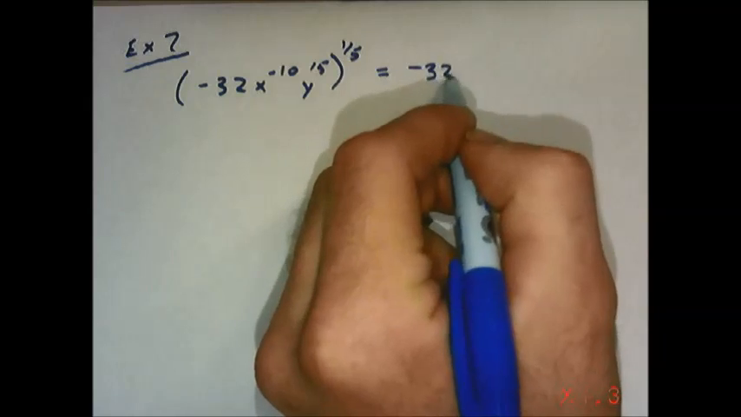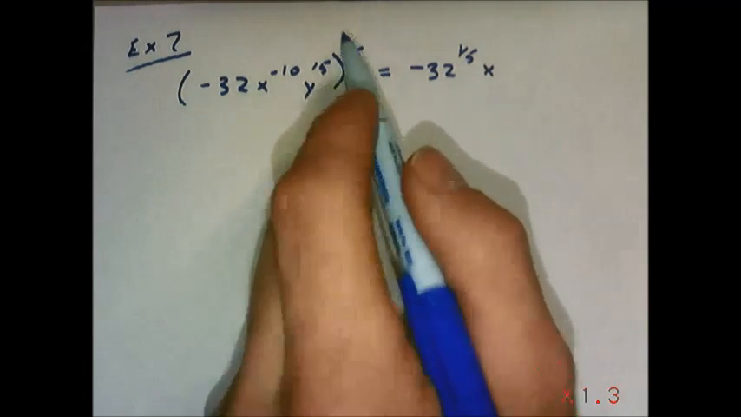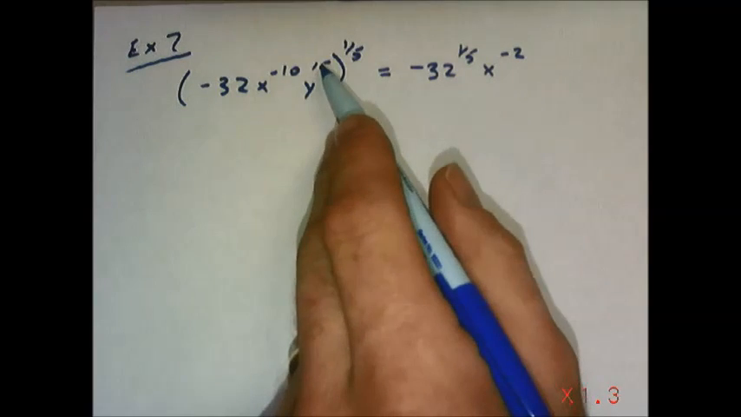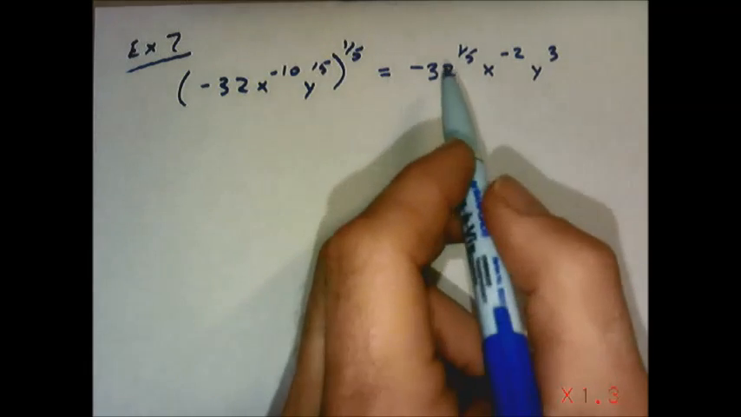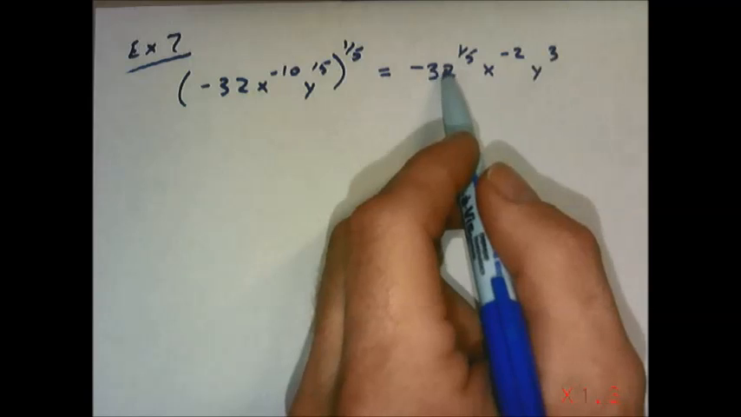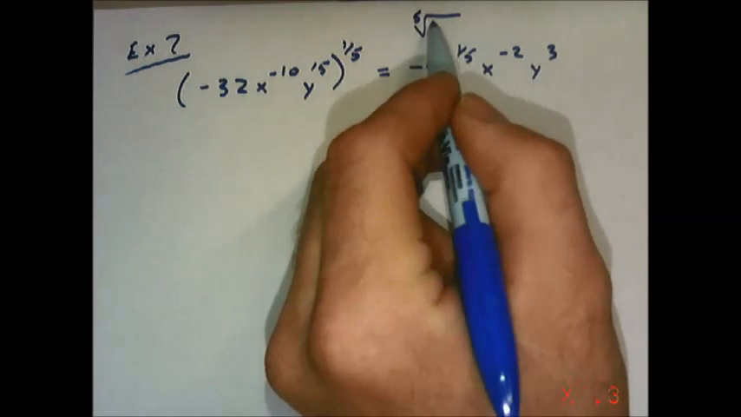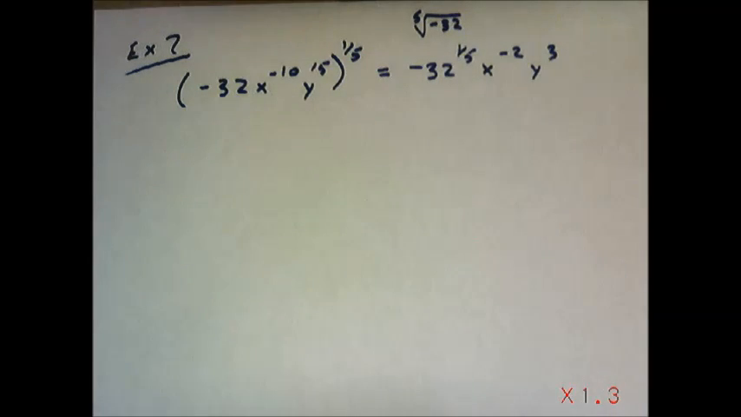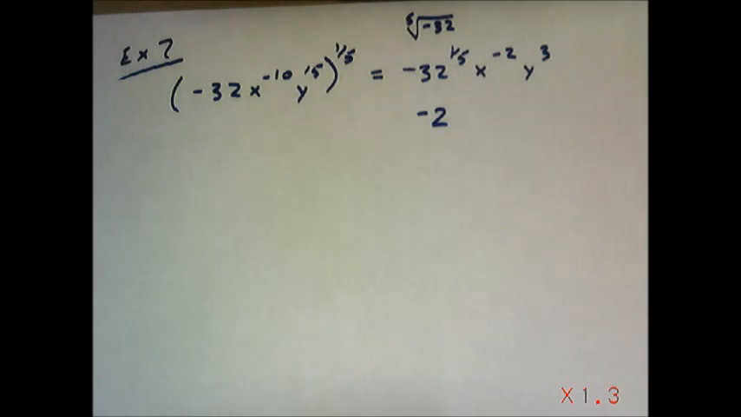So we'll have negative 32 to the 1/5 power. We have x, negative 10 times 1/5 gives us negative 2. And 15 times 1/5 gives us 3. Now we can go ahead and start working with each term individually. So we have negative 32 to the 1/5 power. Remember, this means the 5th root of negative 32. And hopefully remember the 5th root of negative 32 is negative 2. If not, let's go back and review those exponents that I gave you several lessons ago.